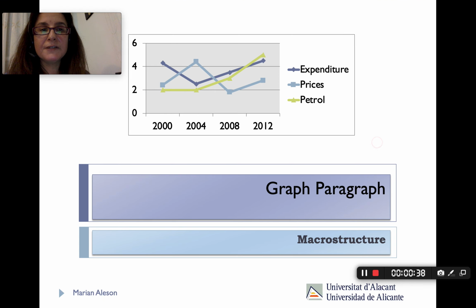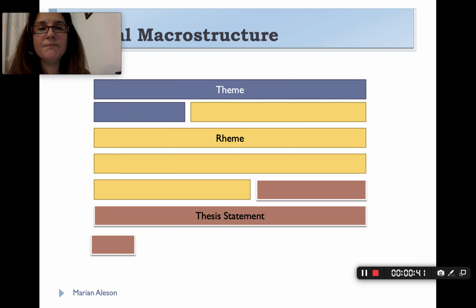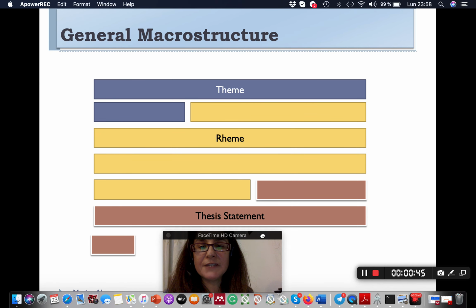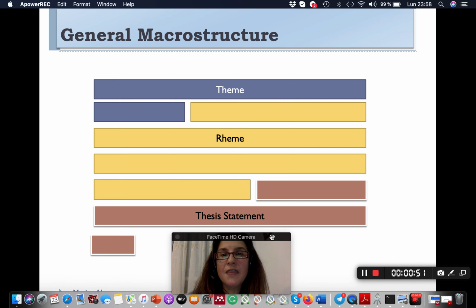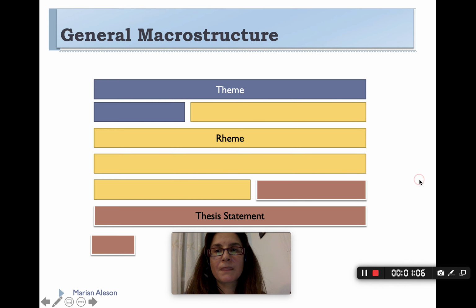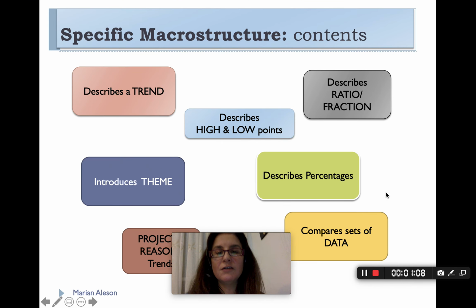As paragraphs, they have the basic structure, or macrostructure, that we have seen in other paragraphs. They always start with the theme, that is like the topic sentence, that will be expanded into the reme and then closed by a thesis statement. So these are the three parts that we have to focus on when we are writing this kind of paragraph. How are we going to organize the content?